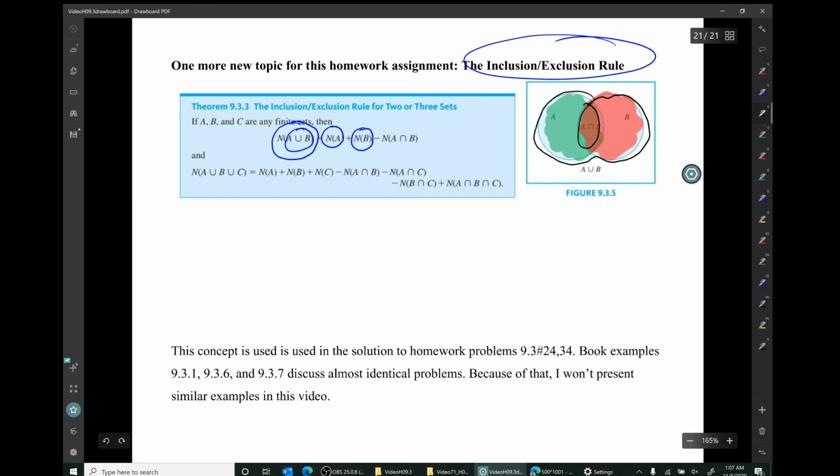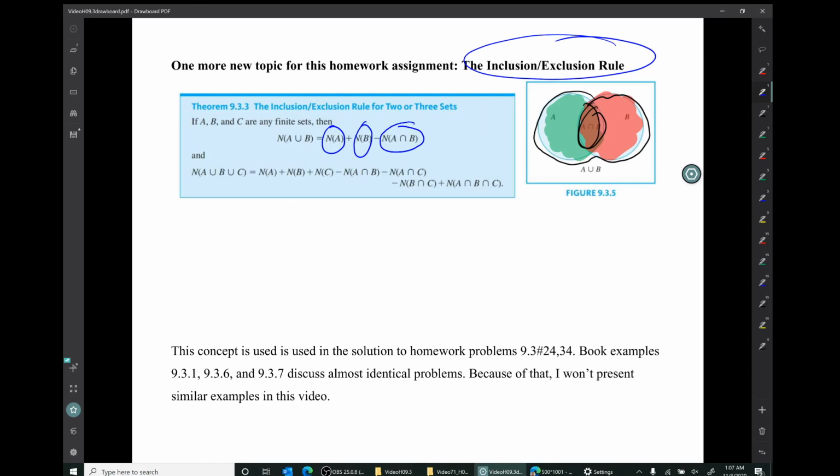So if I want to find the number of elements in this union, I need to count the number of elements in A and the number of elements in B, and also account for the number of elements in this intersection. I need to compute the number of elements in A plus the number of elements in B minus the number of elements in that intersection, so that they're not counted twice.